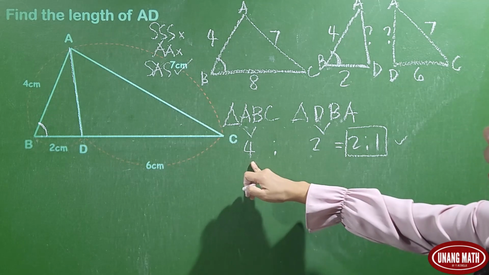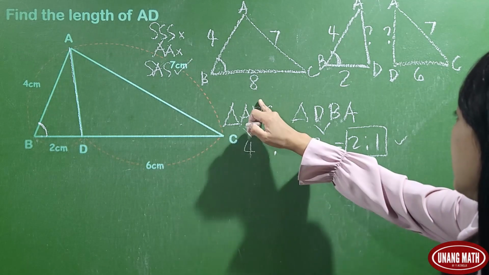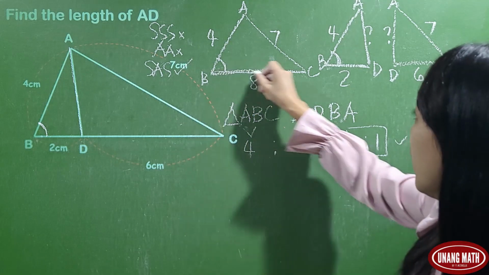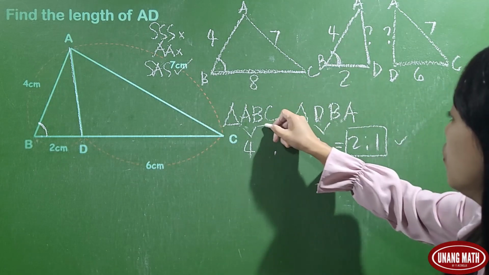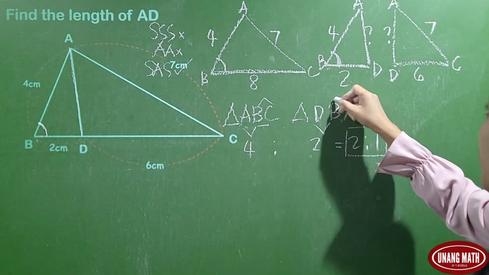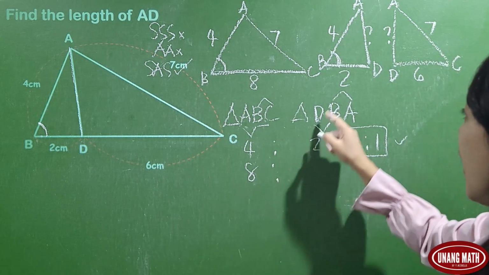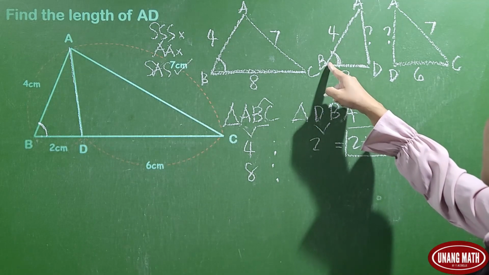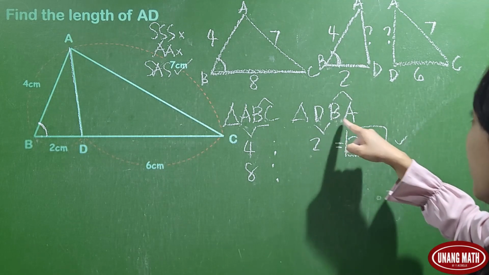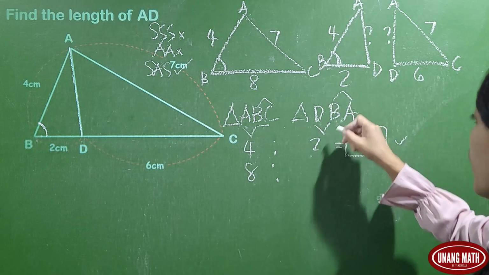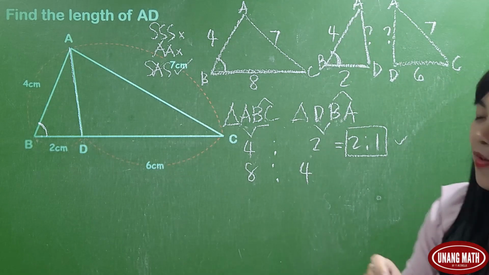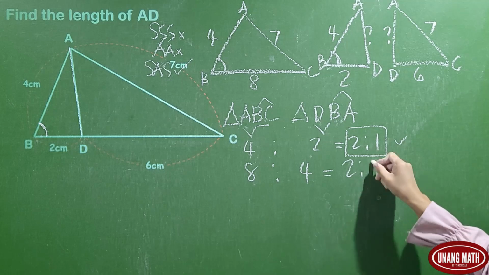Okay, now, how about BC? BC corresponds to BA. So BC is 8 and BA is 4. So this is 8 is to 4. And if we simplify, this is also 2 is to 1.